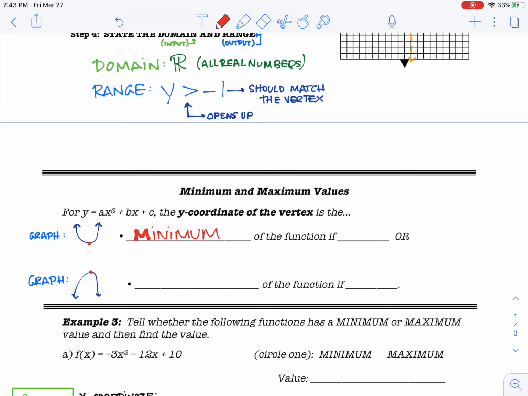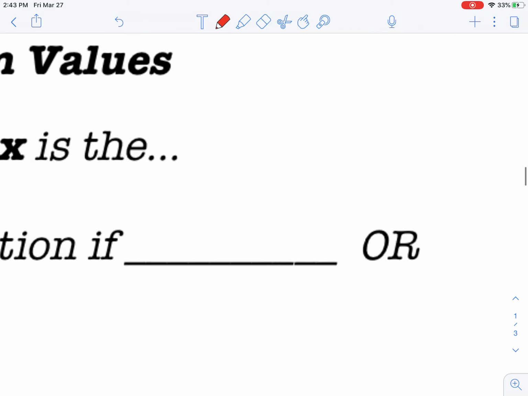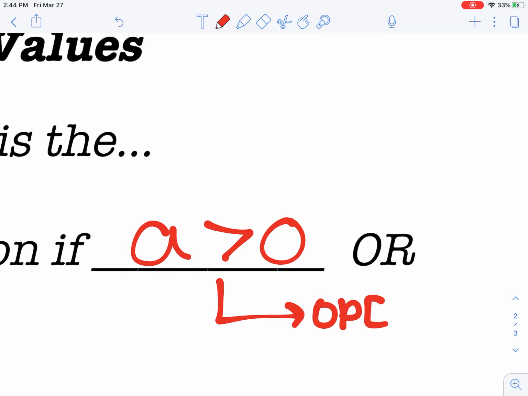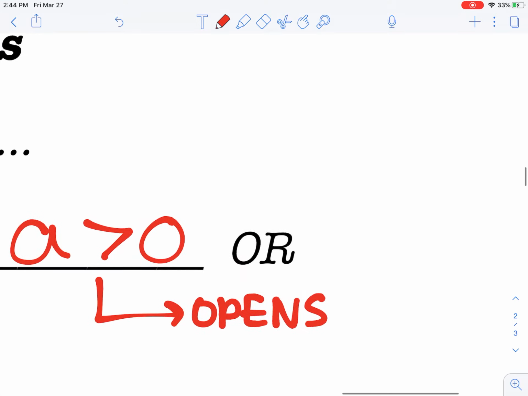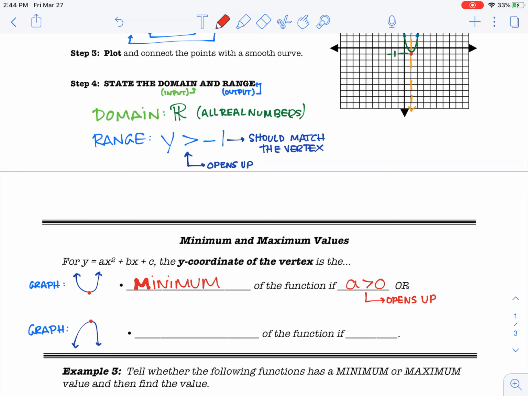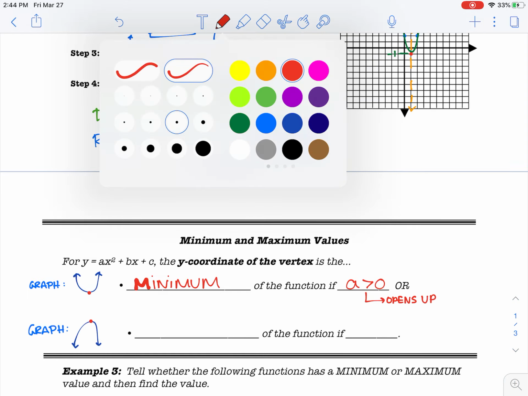Remember, we know this is the case because our a is going to be greater than 0, meaning we're looking at a graph that opens up. So back to the fact that we can find out a lot of information just based on that leading coefficient and whether it's positive or negative.